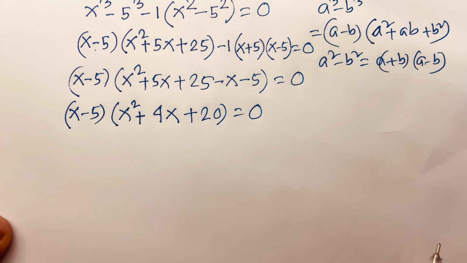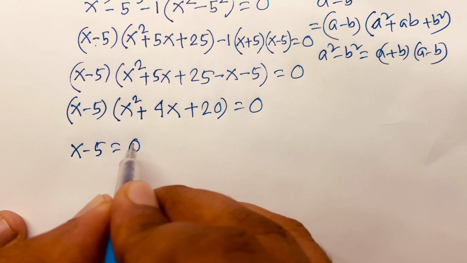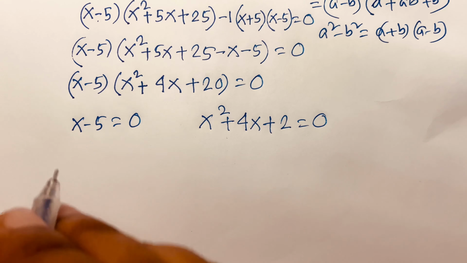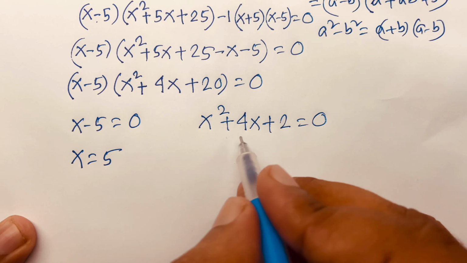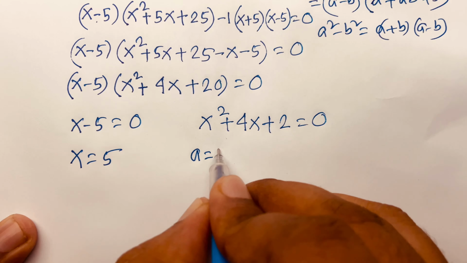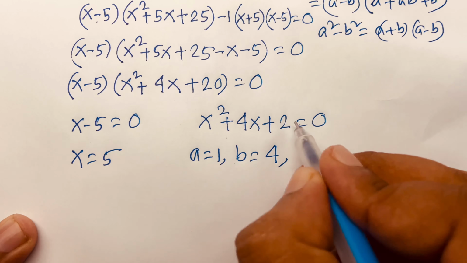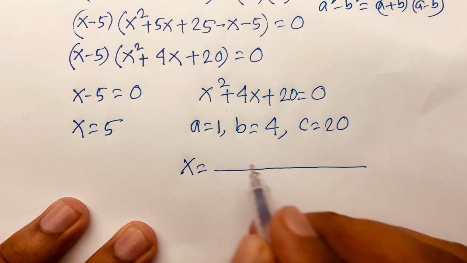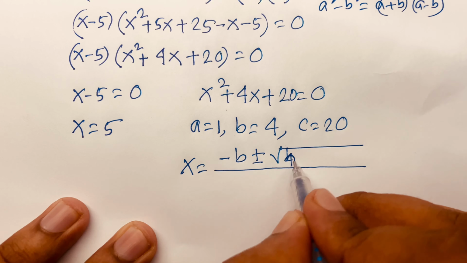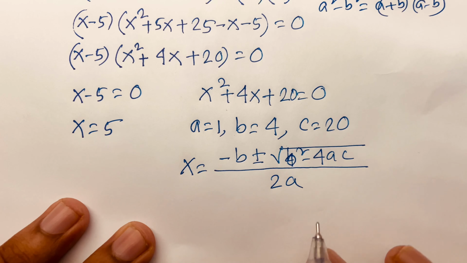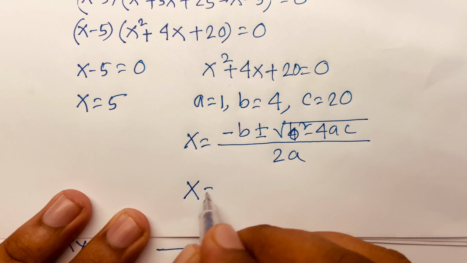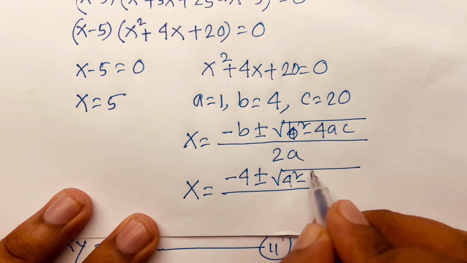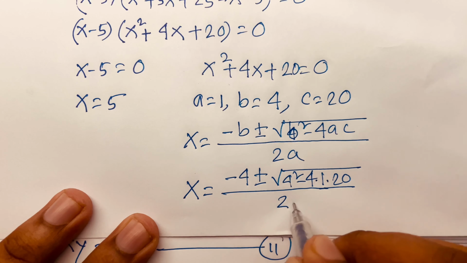So we find two cases. Our first case, x minus 5 is equal to 0, and the other case, x square plus 4x plus 20 is equal to 0. Then I can say x is equal to 5, and it is a quadratic equation, so a is equal to 1, b is equal to 4, and c is equal to 20. Now I can say x is equal to minus b plus minus square root b square minus 4ac over 2a. Now I put the values of a, b, c in this case, so x is equal to minus b, it will be minus 4, plus minus square root b square, so 4 square minus 4ac, a is 1 and c is 20, over 2a, a is 1.